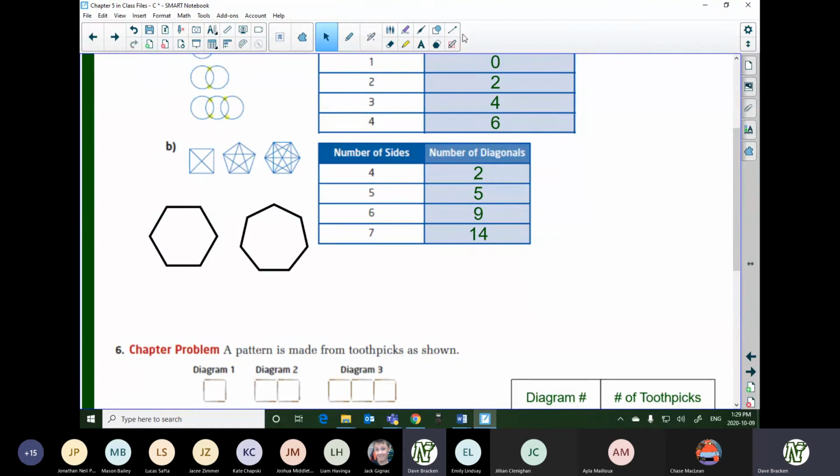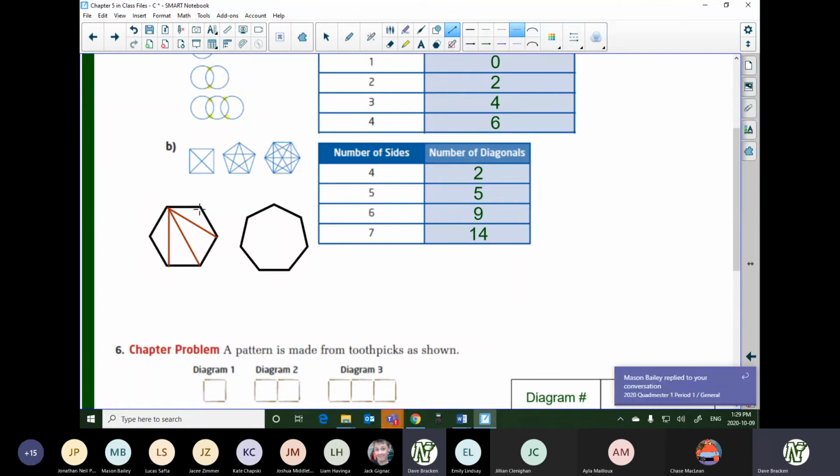The number of diagonals you can create, and I will just use red here. If I start here, I get not this one, but 1, 2, and 3. I go to the next one, 4, 5, and 6. Now this is already done, so 7 and 8, this one's already done, and 9. So that's how I came up with this 9 right here, okay?